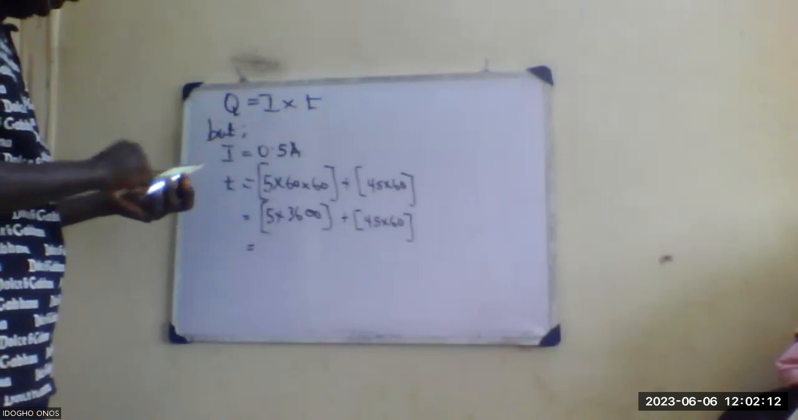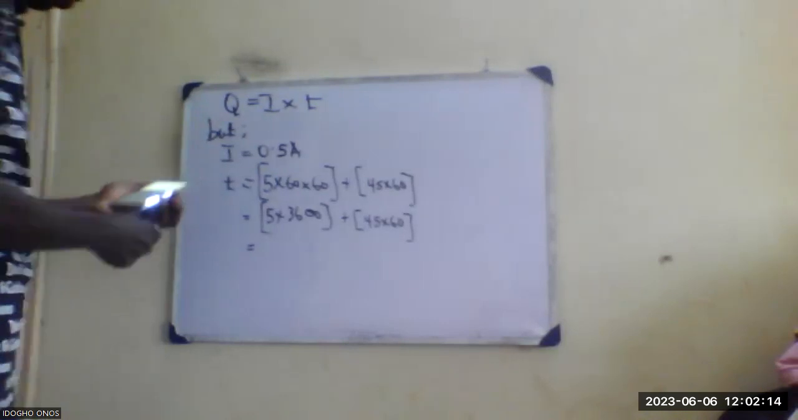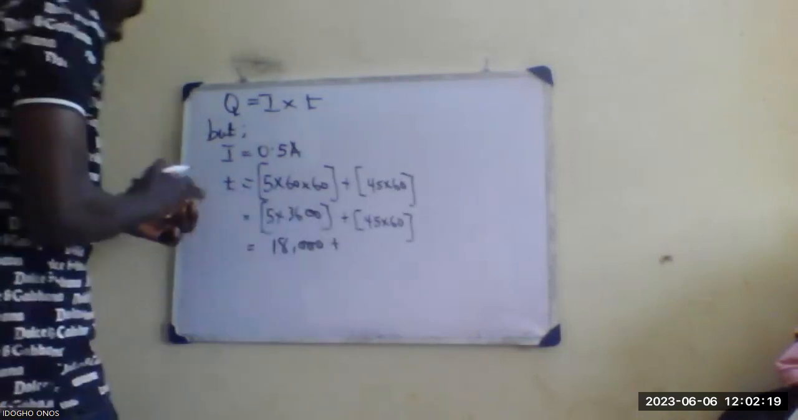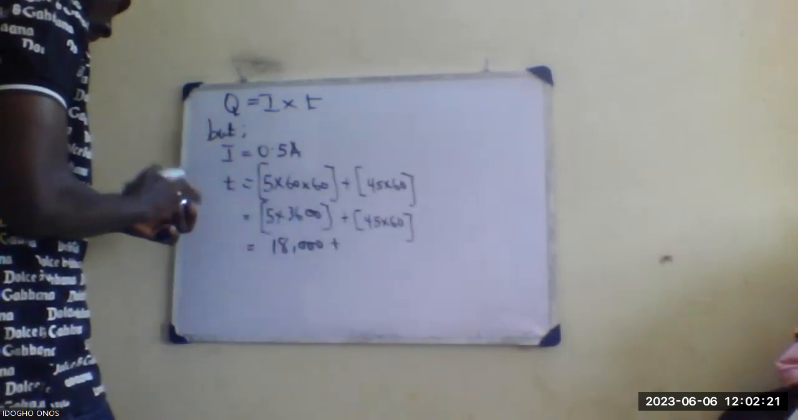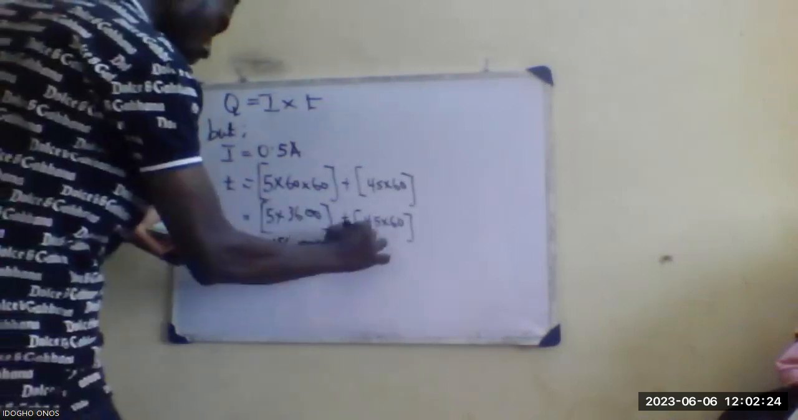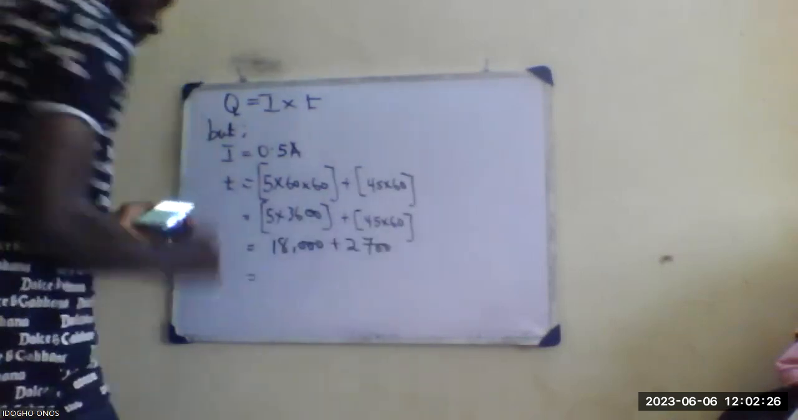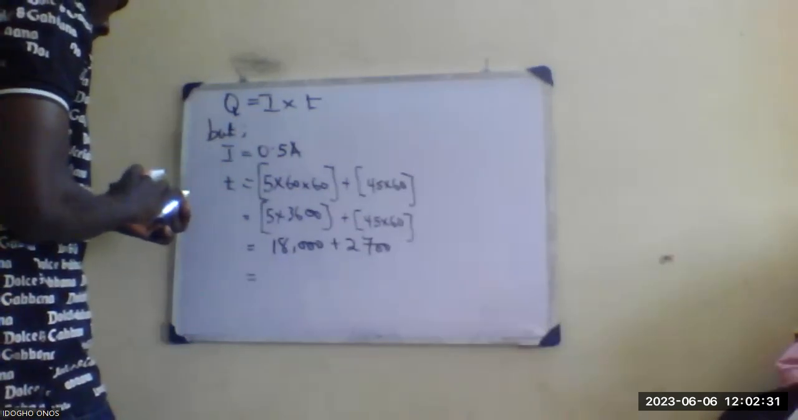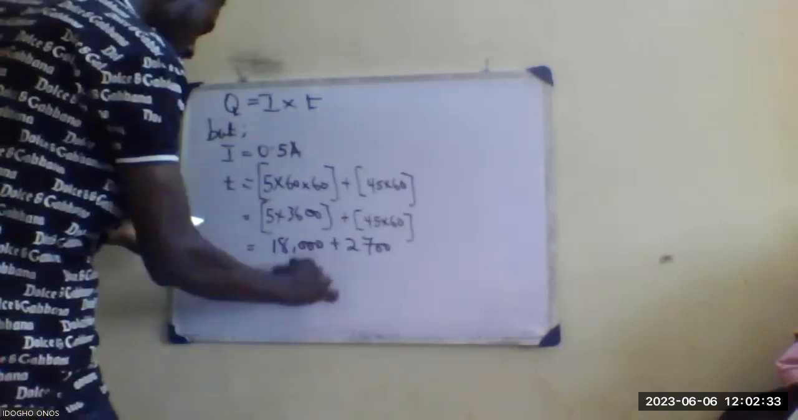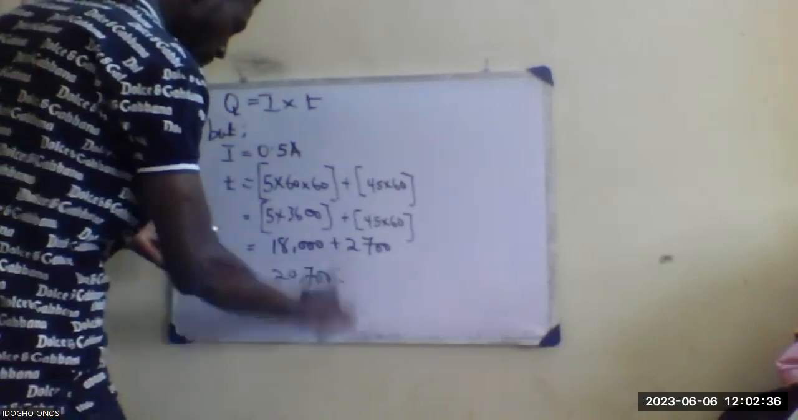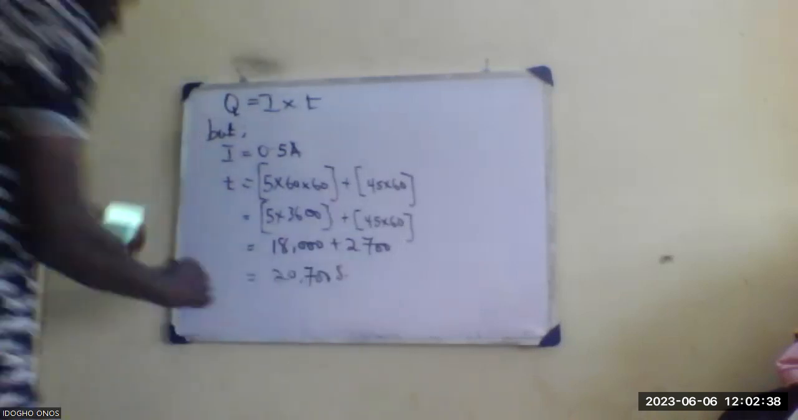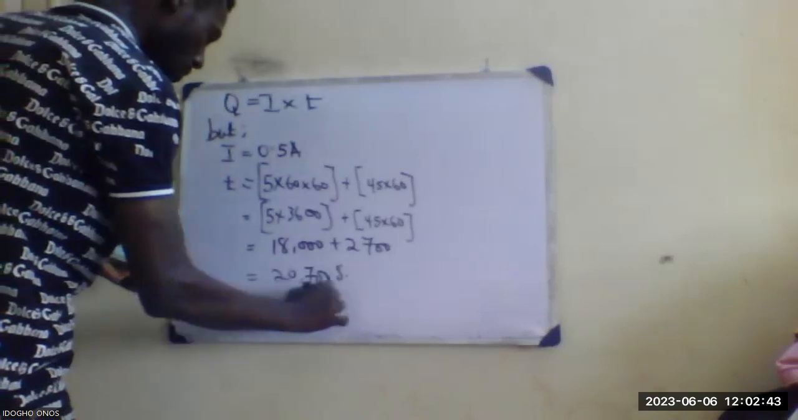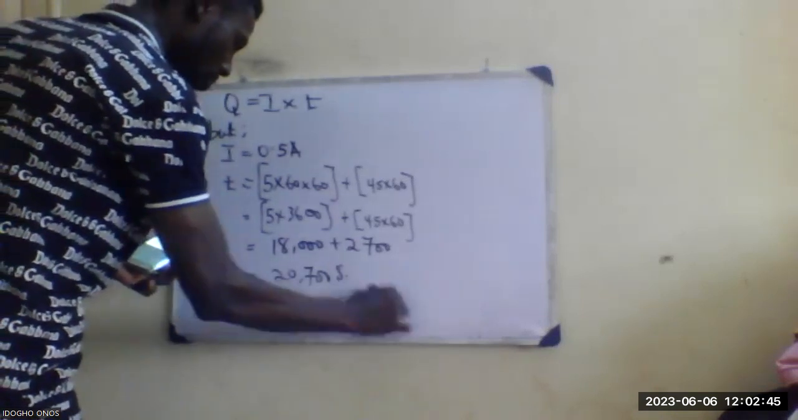5 times 3600 gives us 18,000. So this is 18,000 plus 45 times 60, which is 2,700. Add that up plus 18,000, and it gives us 20,700 seconds. Remember that we can now say Q equals I times T, which is 0.5 times 20,700.